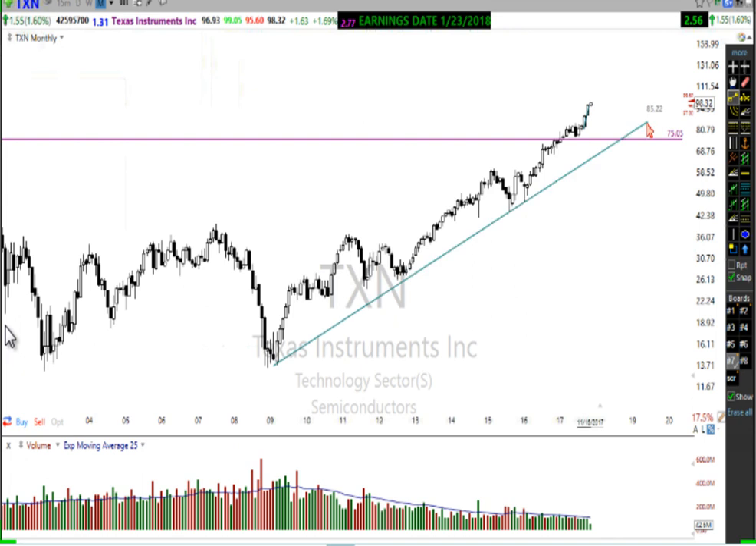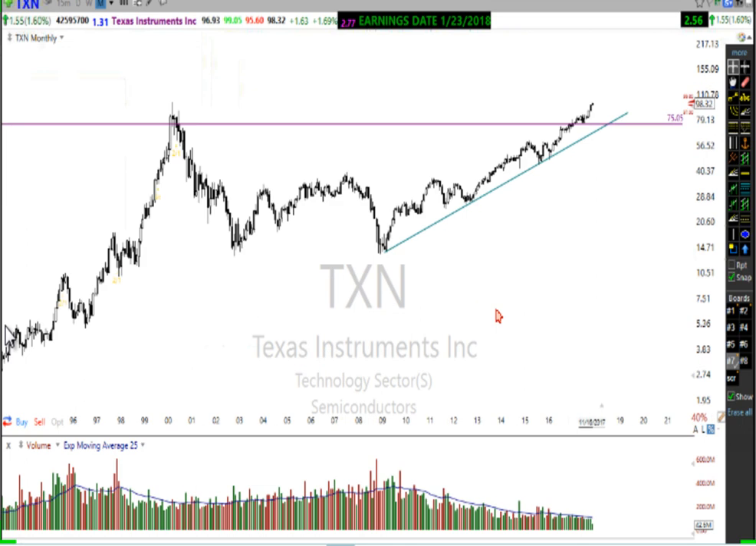And notice how long this has been going up. I get this question all the time, and the question is, well, it's gone up so much, doesn't it have to come down? Or it's gone up so much, I just can't trade it. I just know it's got to come down. It doesn't have to, guys. It can just keep trending.